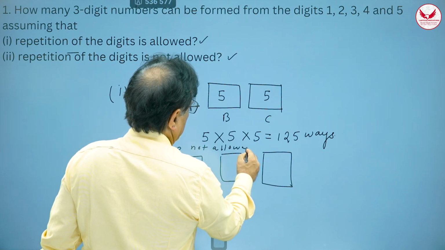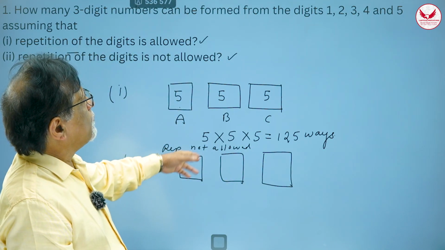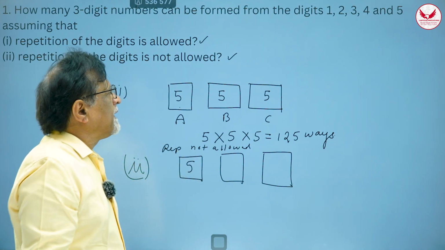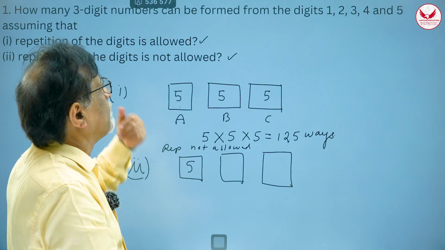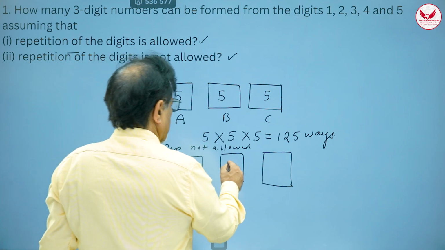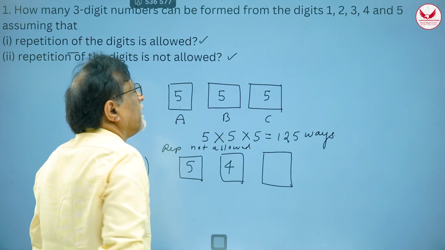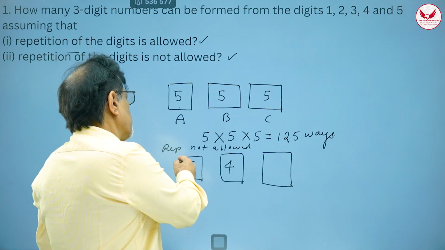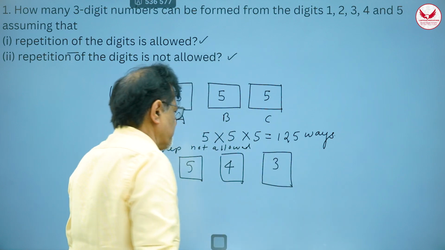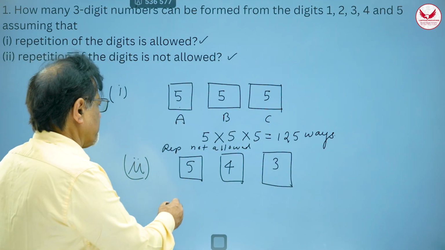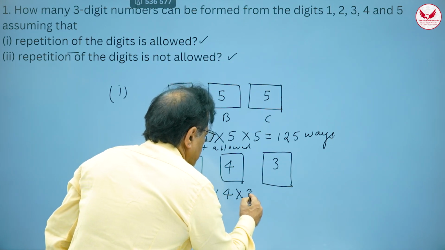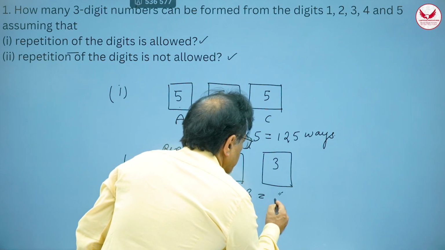That's a crucial decision. That means for first box, you can pick up any one of them. So there are 5 alternatives for the first box. But the number that you have chosen for the first box is now not available for the second box. That means out of 5, only 4 are left. So therefore, this job can be done in 4 ways. Now, out of 5, 2 digits are gone. So for third, we have got only 3 digits left. So therefore, it can be performed in 3 ways. Therefore, the answer to this question is 5 multiplied by 4 multiplied by 3, which is equal to 60.